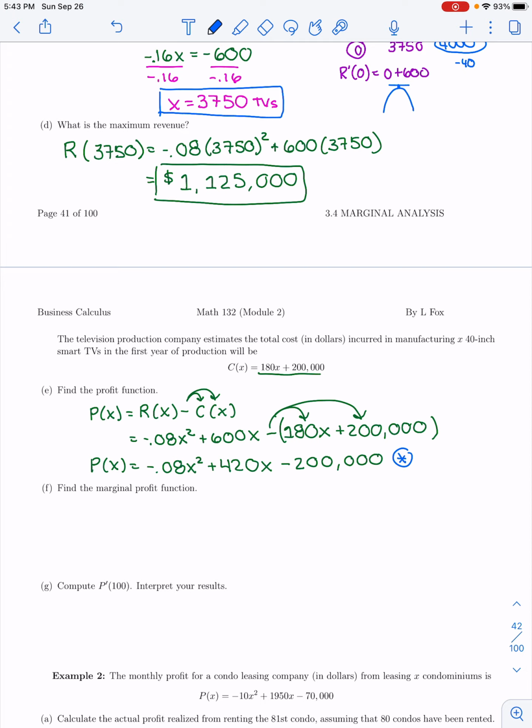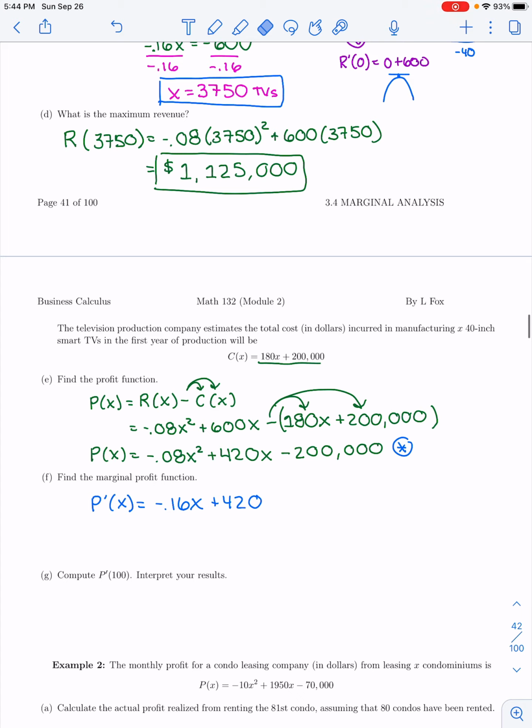So we found profit. The next part is to find marginal profit. Marginal means take the derivative. So we're going to take P prime of X. So we'll bring down that power. So negative 0.08 times 2 is going to be negative 0.16x. Derivative of 420x is 420. And derivative of negative 200,000 is just going to be 0. It's a constant. So there's our derivative of profit.